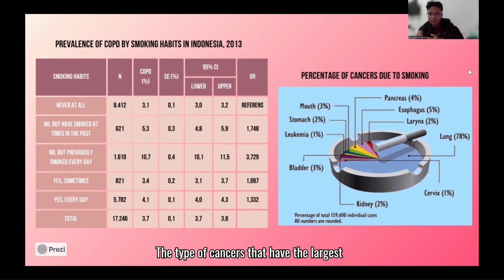Now let's take a look at the percentage of cases due to smoking. The type of case that has the largest number is lung cancer, which is at 78%.